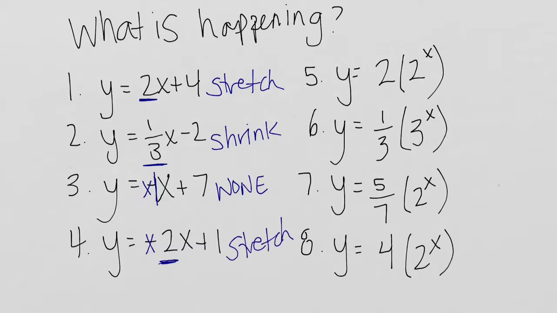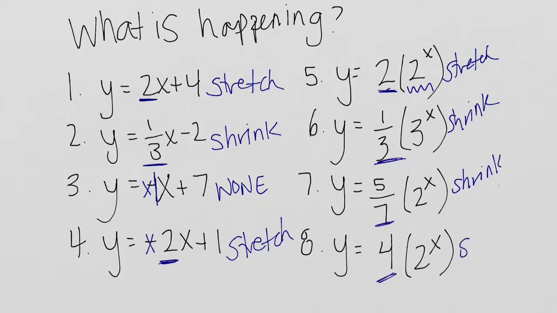Alright, then your exponential, same idea. You want the number in front of your parent, which is 2 to the x here, and that's bigger than 1, so we are stretching. This one's between 0 and 1, so we are shrinking. This fraction's between 0 and 1, so we're shrinking. And this number is more than 1, so we're stretching.